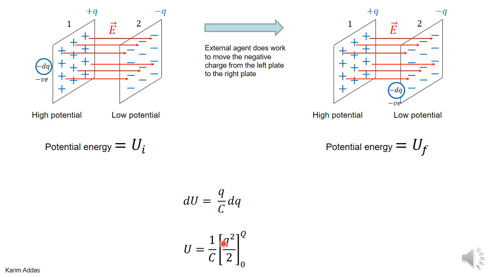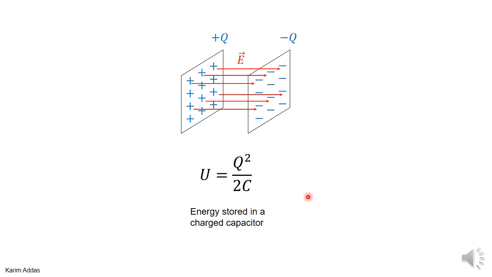The integration of Q dq is Q squared over 2, and then you substitute the upper limit big Q and the lower limit 0. You get this final result. So this is the total amount of energy stored in the capacitor. And this is a summary of what we just found. If you have a capacitor that has charge plus Q and minus Q, the total energy stored in this capacitor is Q squared over 2C.